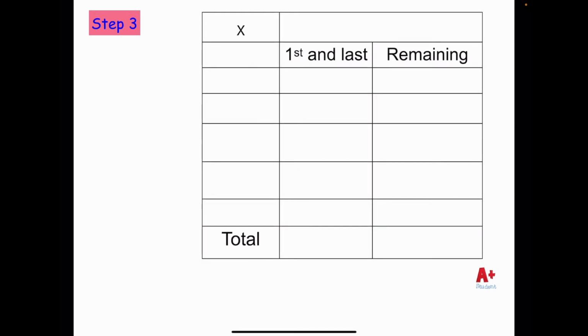Step 3, set up your table. Okay, so on your calculator, make sure your calculator is in mode radian. Okay, so set up your table, there is a column for x, a column for first and last, and then also one for remaining. Okay, so your lower limit, your a is equals to 0. Okay, and then your h is pi over 4.